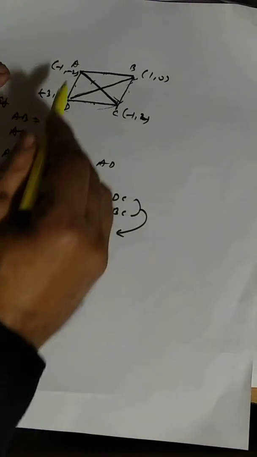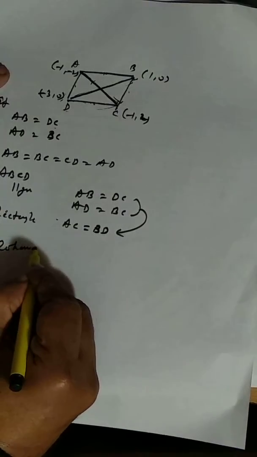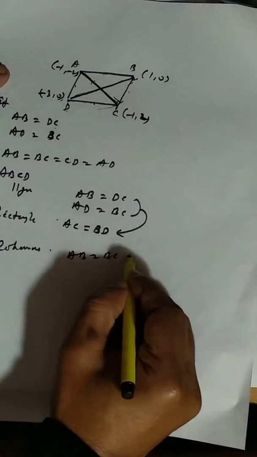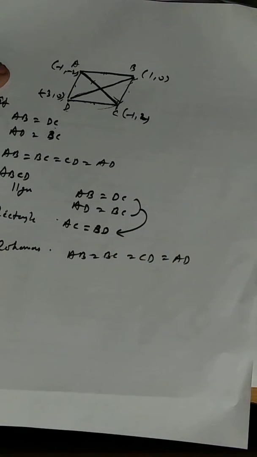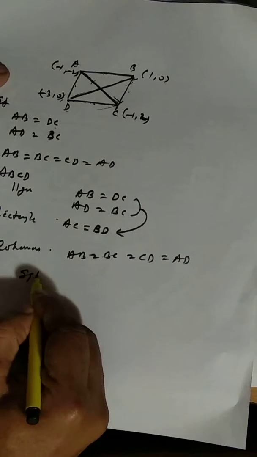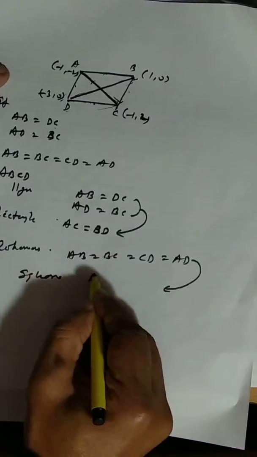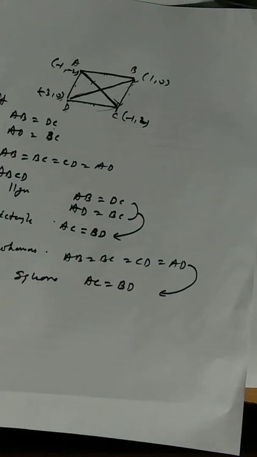Now to prove whether it is a rhombus or not. So for a rhombus, all 4 sides should be equal. So you want to prove AB is equal to BC, which is equal to CD and equal to AD. That will prove that this particular figure is a rhombus. But to prove a square, we have to do one additional condition again. Apart from this, you have to show that diagonals are equal. Okay. So this is the distance formula and its application.